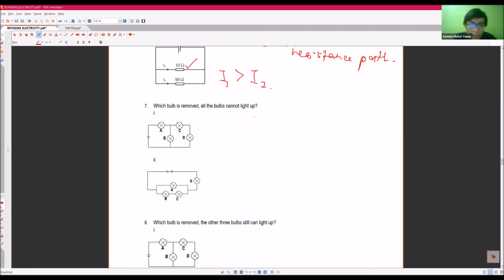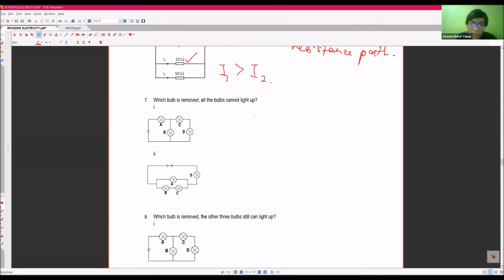Okay, number 7, which bulb is removed? All the bulbs cannot light up. Okay, so we have to recognize which bulb, if we remove it, then all the bulbs will not light up. So if we remove this bulb over here, so we have positive, negative, so the current will flow from positive, and then we block here. The current cannot flow through C, D, and B. So that means that if we remove A, then all cannot light up.